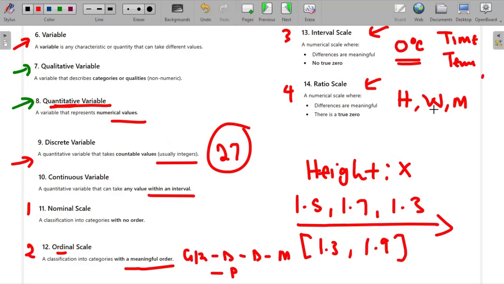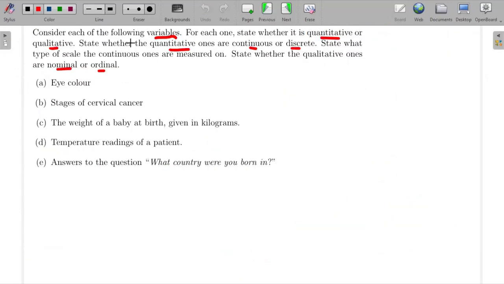All right, so now that we understand this concept, we can go back and answer this question. They simply told us to classify: is it qualitative or quantitative? If it's quantitative, is it continuous or discrete? And then what type of measurement scale is it? So we start with the eye color.